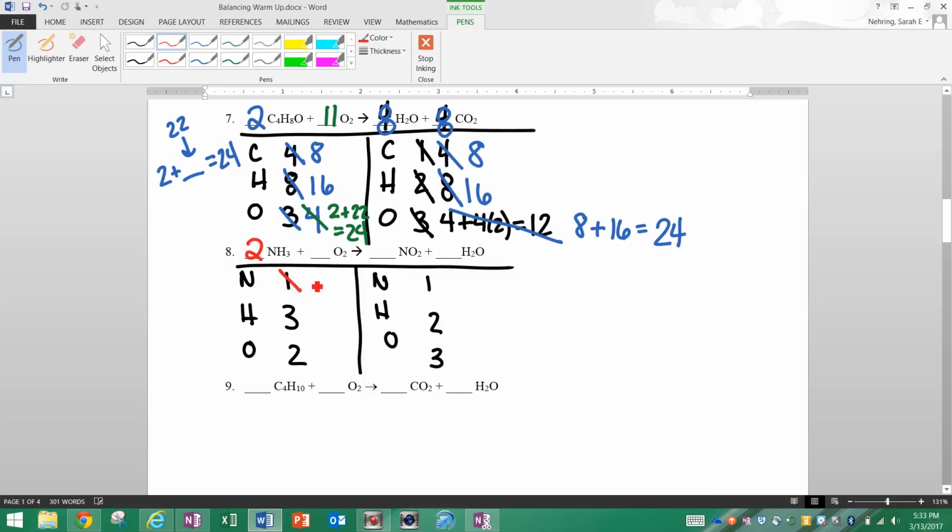Now I've got 2 times 1, I've got 2 nitrogens. 2 times 3, 6 hydrogens. So I'm going to put a 3 over here. So now I've got 3 times 2, I've got 6 hydrogens.